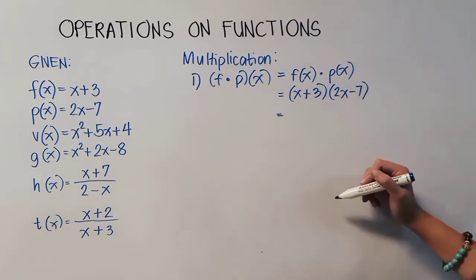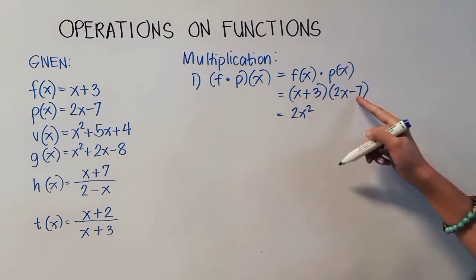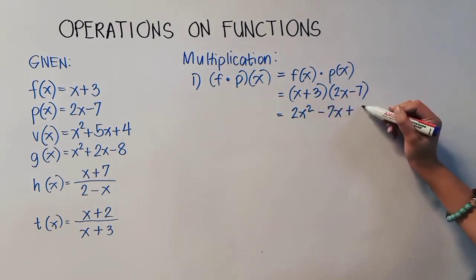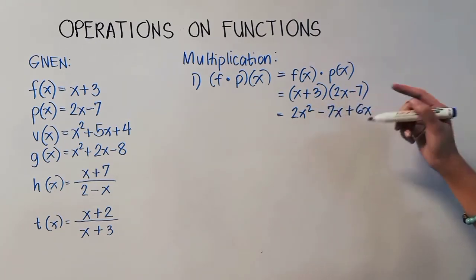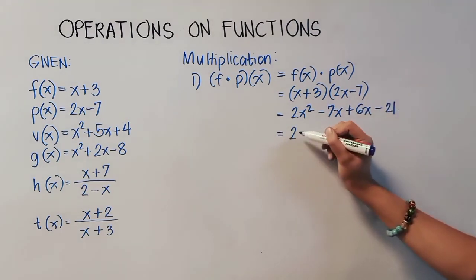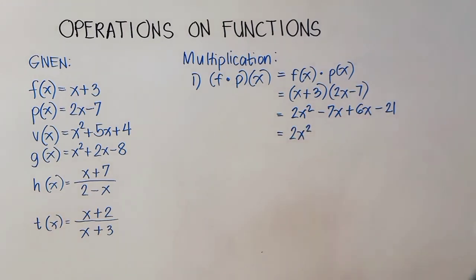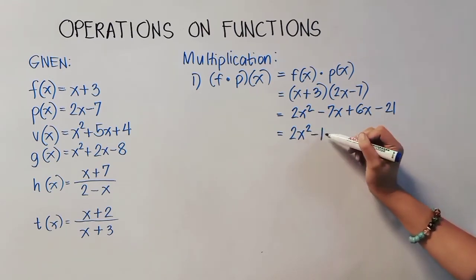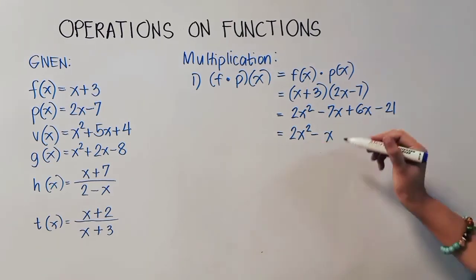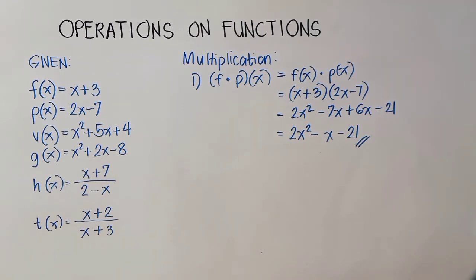Now we will do the FOIL method. X times 2x, that's 2x squared. X times negative 7, that's negative 7x. 3 times 2x, that's 6x. And 3 times negative 7 is negative 21. Now we will simplify like terms here. We have negative 7x plus 6x. Different signs, subtract, so that's negative 1x. Now we don't have to write the constant 1. And then copy negative 21, and this is our final answer.